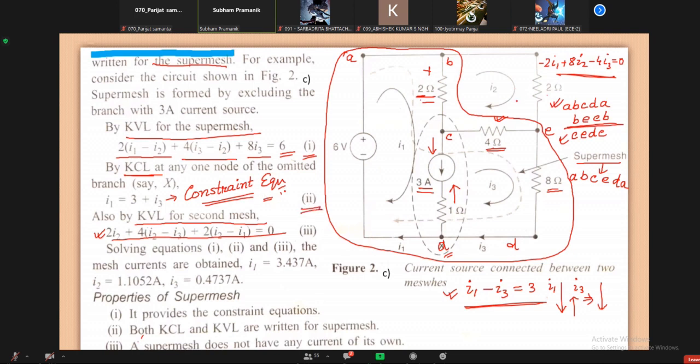And for the third mesh, which is not a super mesh, you can definitely write this: minus 2I1 plus 8I2 minus 4I3. That's our third equation. So we get the equations, solve them, and you will get the solution. That is the method. Now obviously, just observing this one example, you can fathom what a super mesh is. For that we require some more examples, and then let's see whether you can understand that or not.